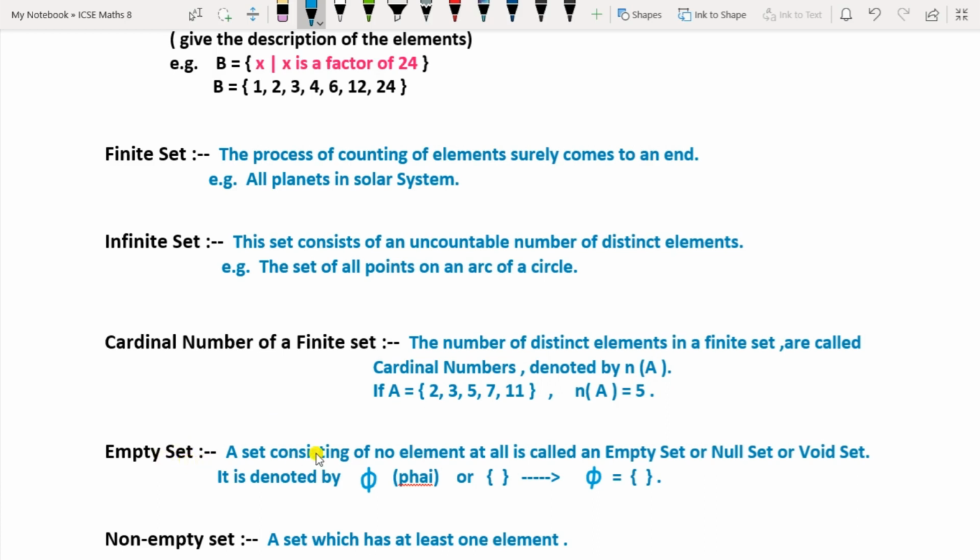Empty set. If a set does not contain any element at all in it, then it is called the empty set or the null set or the void set. It is denoted by phi, or it is also written as the blank set in a curly bracket. It is blank inside. So you have to write phi or this curly bracket with a blank set, but you shouldn't write this phi inside this bracket. Then it will not be an empty set. So phi and empty set are one and the same thing.